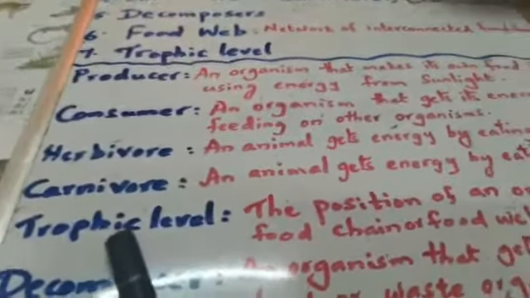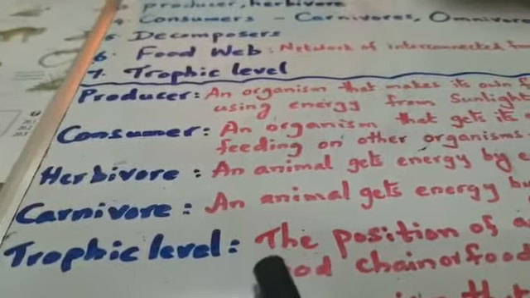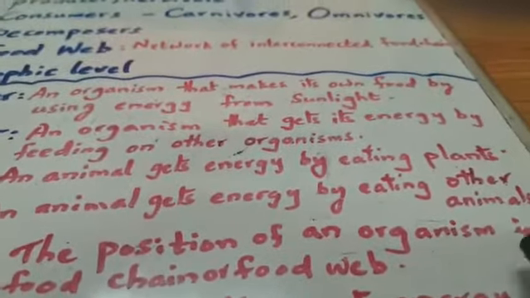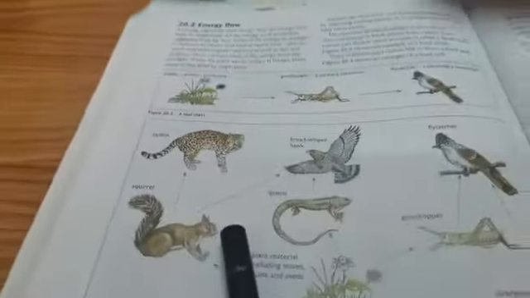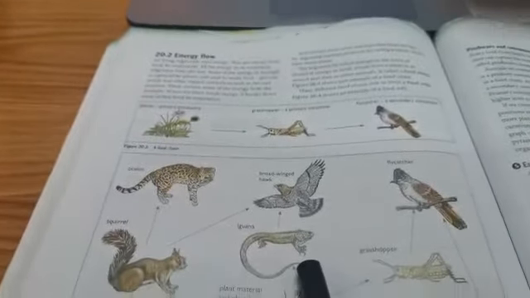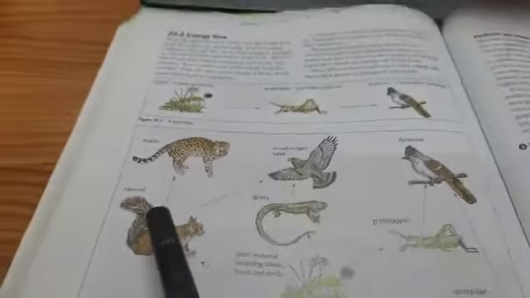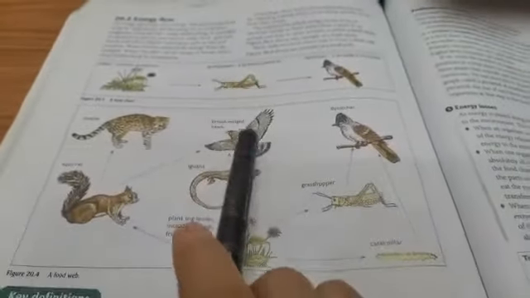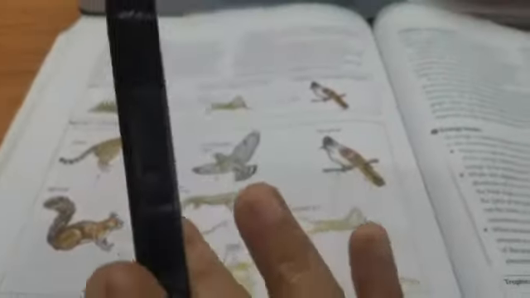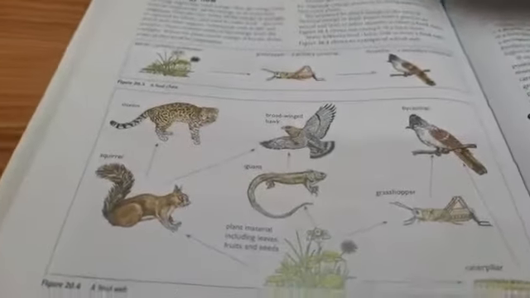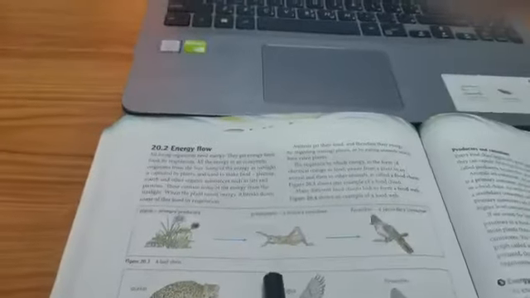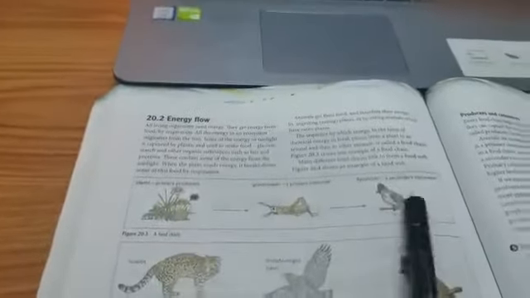And then one more term you want to learn: trophic level. What do you mean by trophic level? The position of an organism in a food chain. Maybe it can be first, it can be second, maybe it can be a primary consumer, maybe a tertiary consumer, like that. The position of each organism in the food chain is called a trophic level. So we can say the food chain is a diagram showing the flow of energy, as I told you.